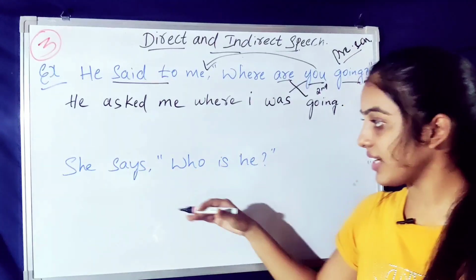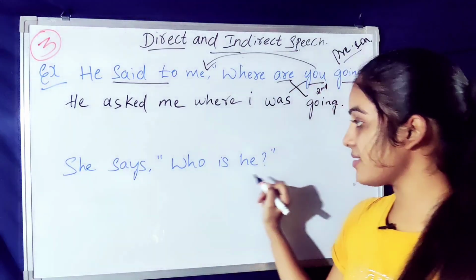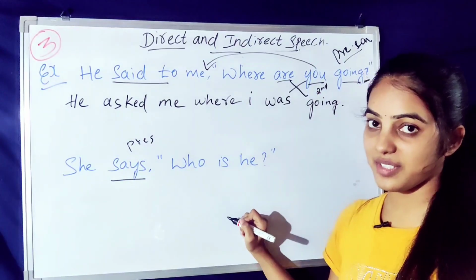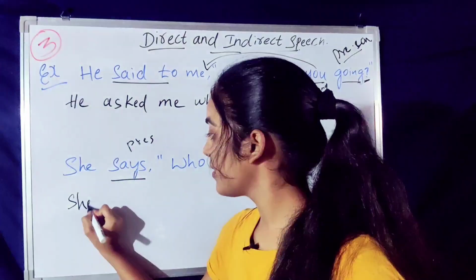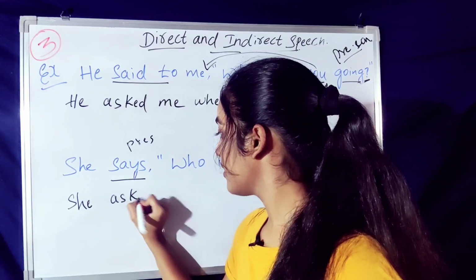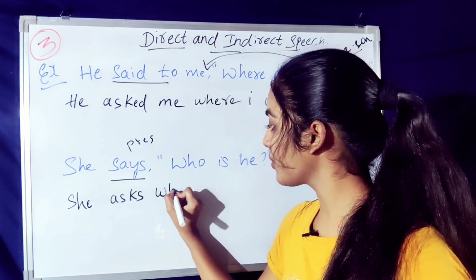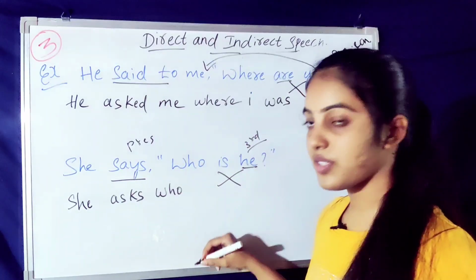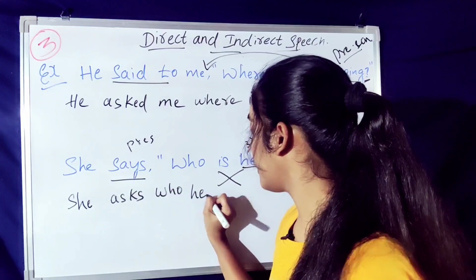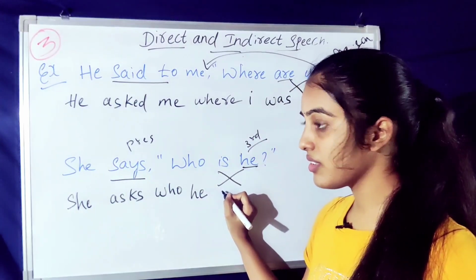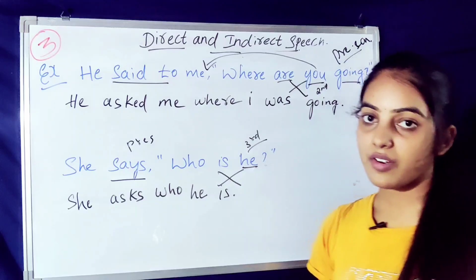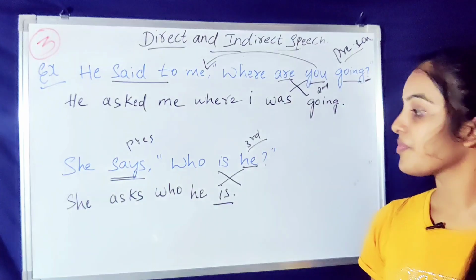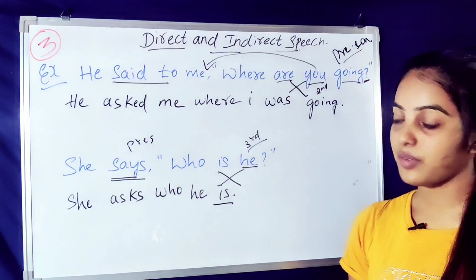Okay. Now go to the second example. She says, who is he? Here the reporting verb is in present tense, so the tense will not change. She asks who, cross-examine. Here this is the third person, it will not change in indirect speech. Who he is. Is remains is here because it is in present tense. Present tense changes to present tense. Lastly, period.